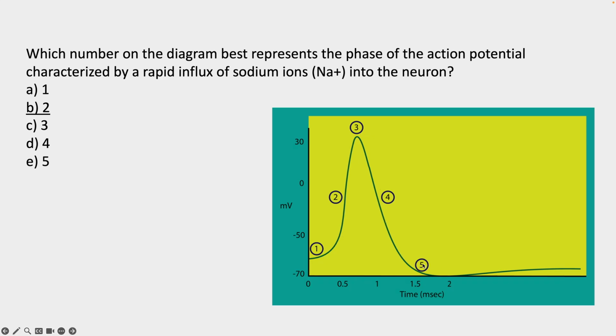And with the number 5, we have the hyperpolarization phase that is related to what we call the refractory period of the neurons, because we need a very strong stimulus to reach what we call the threshold and trigger an action potential. This phase is slightly more negative than the resting membrane potential. So this is not correct. Let's now move to the next question.